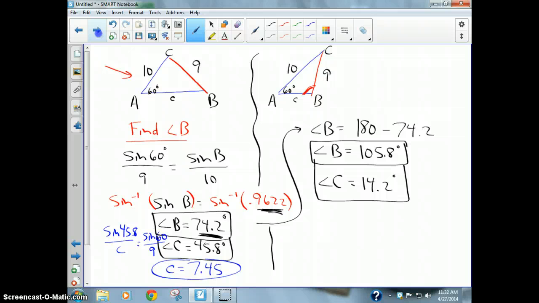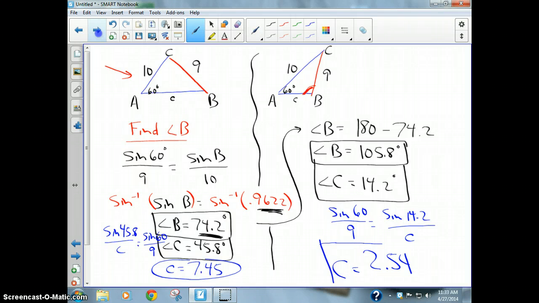Now over here, we got to do the same thing and figure out side C in the obtuse triangle. So again, we're going to use the information for angle A and side A, which is going to be the sine of 14.2 over C. Again, you use the law of sines, and you get 2.54 if you solve that equation. And that's how you do this.